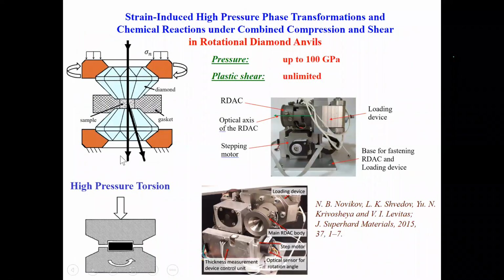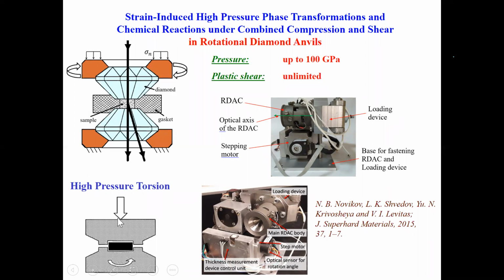Okay, so each high pressure lab has a diamond anvil cell. You see that sample within gasket or without gasket is compressed by two anvils. That is all everyone does. And using modern in situ techniques, one can study phase transformation and various processes in the sample. What we are doing differently: after compression, we fix the force and superpose rotation of one anvil with respect to another. And this superposes large plastic shear, which actually changes everything.